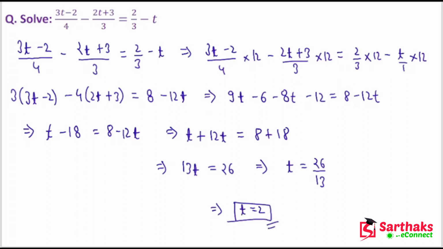Okay, so this is how we can solve the equation which has variable terms on both the sides. So I hope it was very clear. We tried to use the method of transposition so that it can save our time and steps.